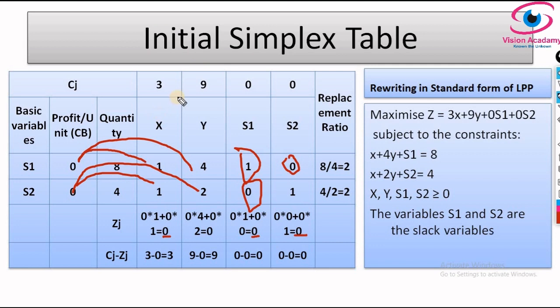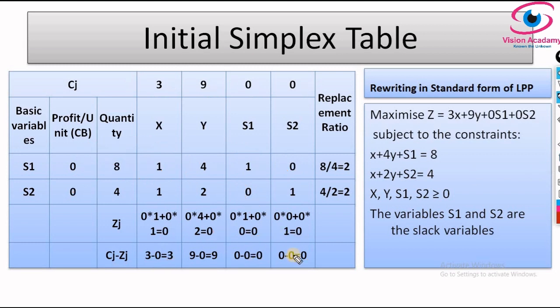Now we will calculate cj minus zj. We know the formula is cj minus zj. Here this is the cj column and this is the zj column. So we have 3 and here we have 0. 3 minus 0 is 3, and 9 minus 0 is 9 only. 0 minus 0 is 0, and 0 minus 0 is also 0.